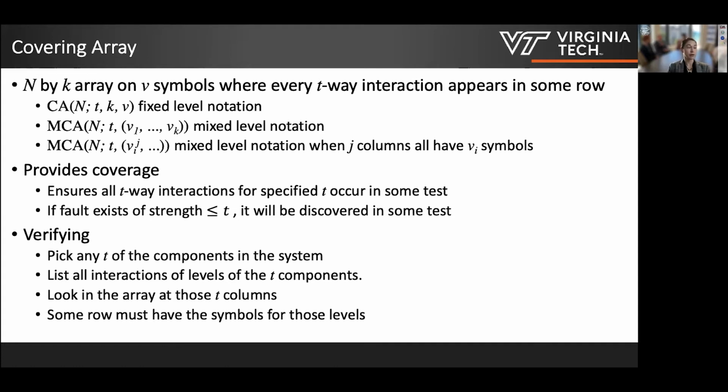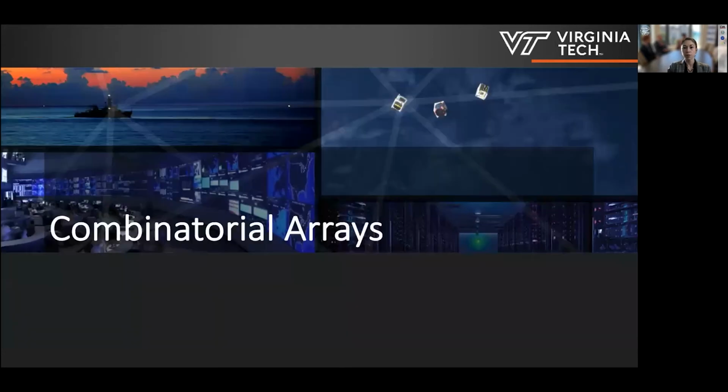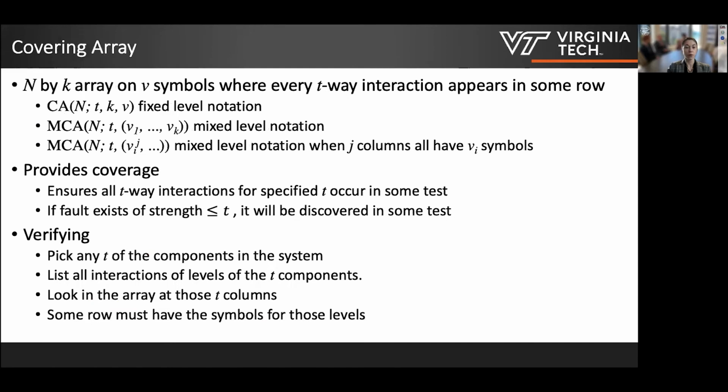How do we verify a covering array? Pick any of the T components in the system, then list all interactions of levels of the T components. Look in the array at those T columns, and then just check off. Some row must have the symbols for those levels. So we can go through. We'll go forward and I'll end up checking them.